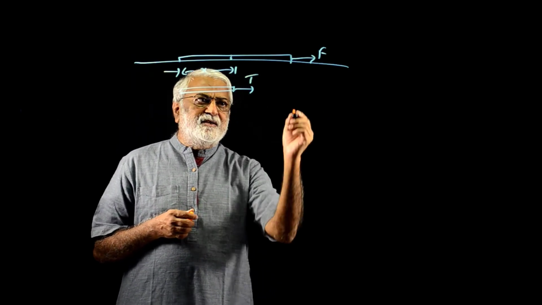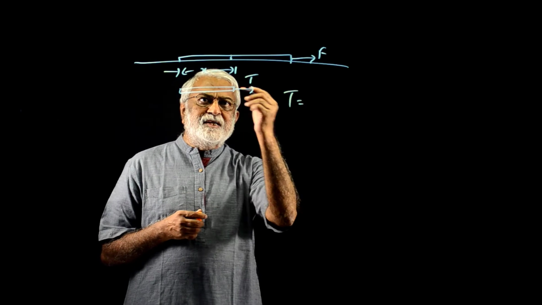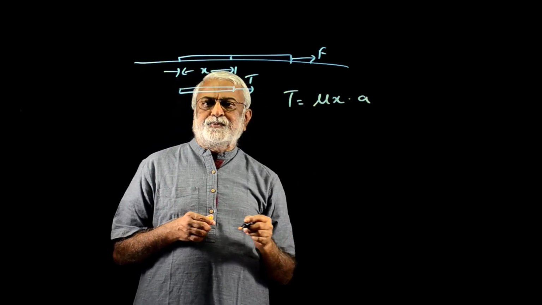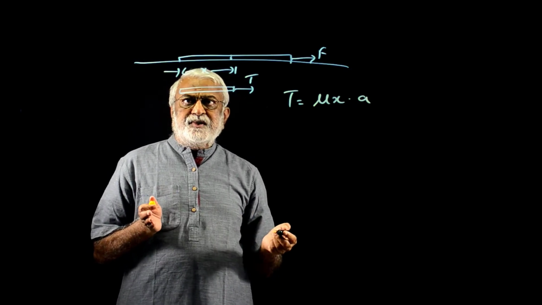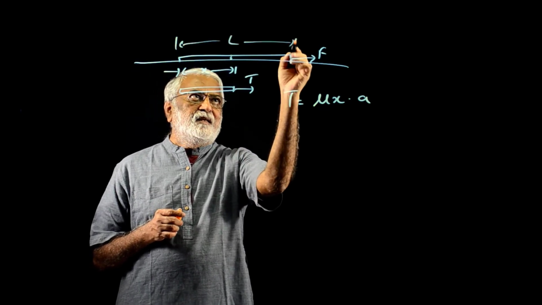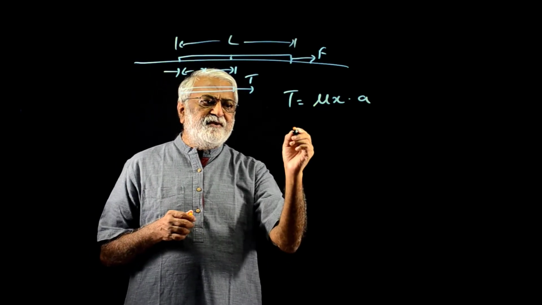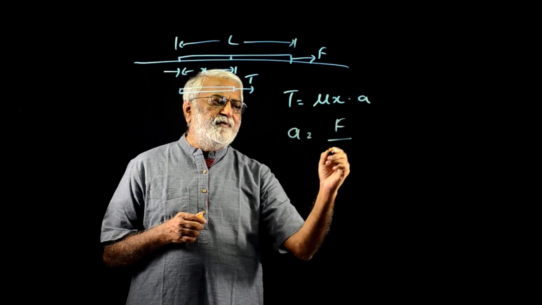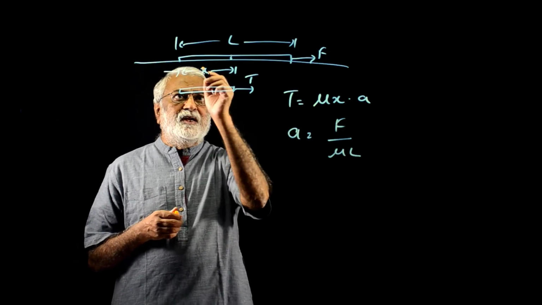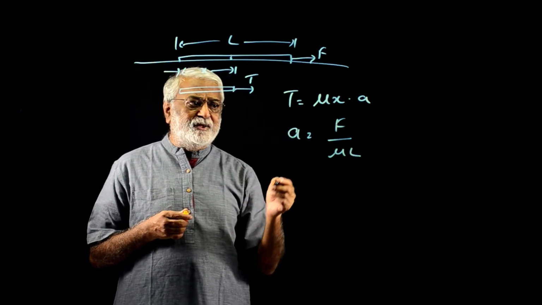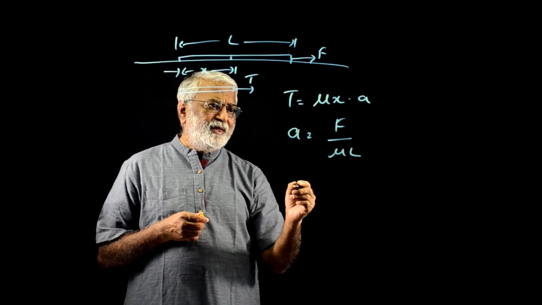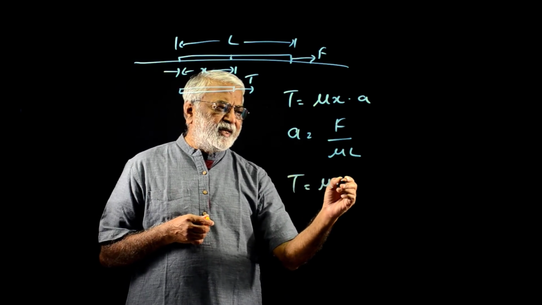So you could write T is equal to m, the mass of this portion, which is say mu times x, into acceleration. To find the acceleration, we can consider the entire length of the rope, which is say L, and the acceleration A would then be F by mu L, right? The acceleration of the rope. All parts of the rope have the same acceleration, and so you could eliminate that A.